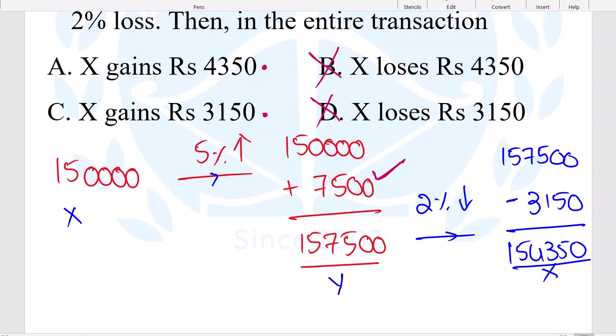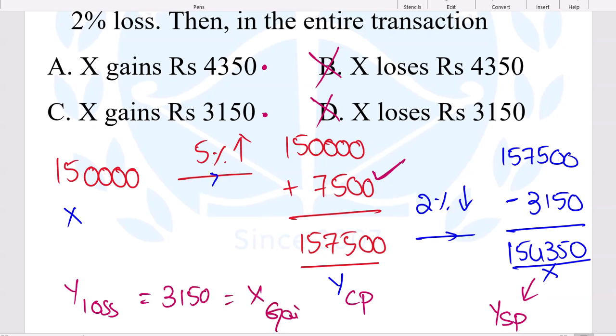It's simplified now. Okay, what is the profit you got? That should be the loss for Y. Simple. If you see in terms of Y's perception, this is Y's cost price. Y purchased that house for 1,57,500. Now Y is selling it for 1,54,350. There is a loss for Y. As you mentioned, Y's loss is equal to 3,150. That is nothing but equal to X's gain. So option C is correct.